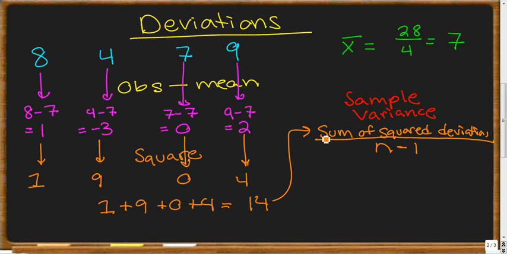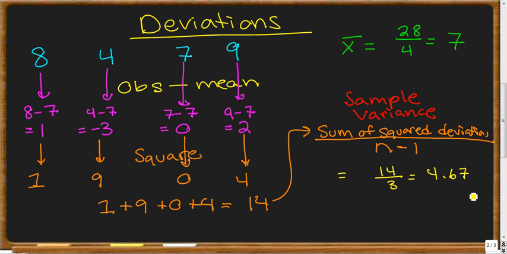So in this case, we would have 14 over 3, which would be 4.67. Right, so that would be our sample variance.